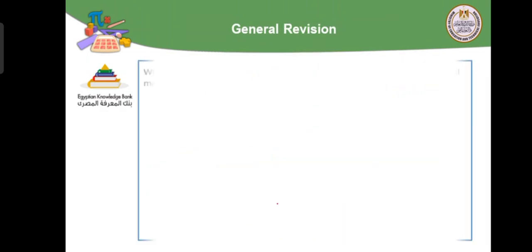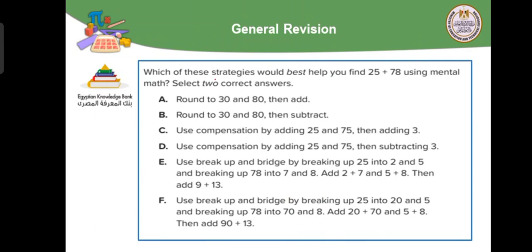Here, which of these strategies would best help you find 25 plus 78 using mental math? For mental math, I can solve it by using, for example, rounding. Select two correct answers. Round to 30 and 80, then add; or round to 30 and 80, then subtract; or use compensation by adding 25 and 75, then adding 3; or use compensation by adding 25 and 75, then subtracting.